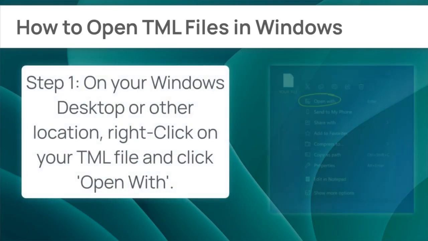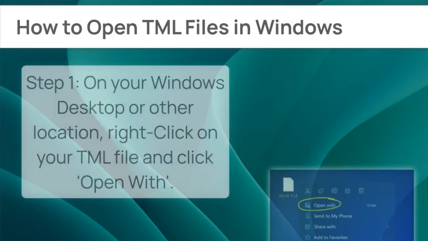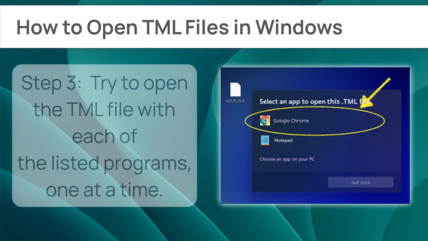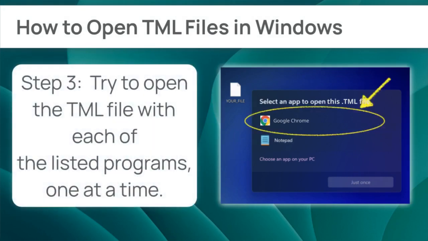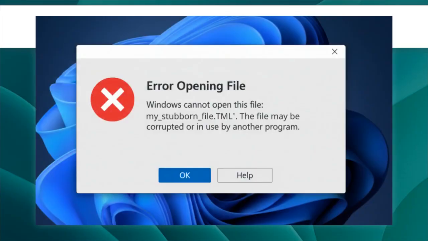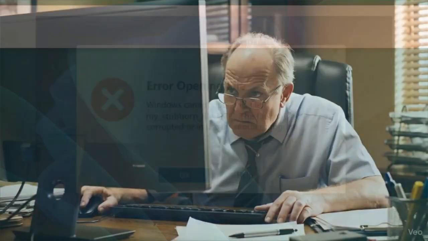Open the menu by right-clicking your TML file and choosing Open With. Test Google Chrome if it's there. If it's absent, select another application. Different apps handle the TML file differently. If your TML file still refuses to open, stay calm. The solution is often simpler than you think.